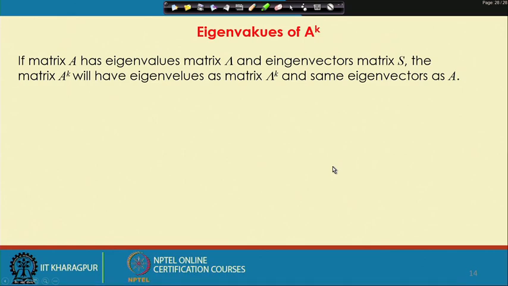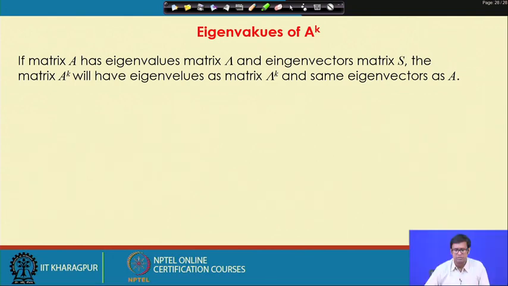And now, this is actually an important concept, and we will see the utility later. If a matrix A has eigenvalue matrix capital lambda and eigenvector matrix S, and now we take the matrix A to the power k, multiplying the matrix k times, this will have the eigenvalue matrix with lambda 1 to the power k, lambda 2 to the power k, up to lambda n to the power k, and the same eigenvectors as A.